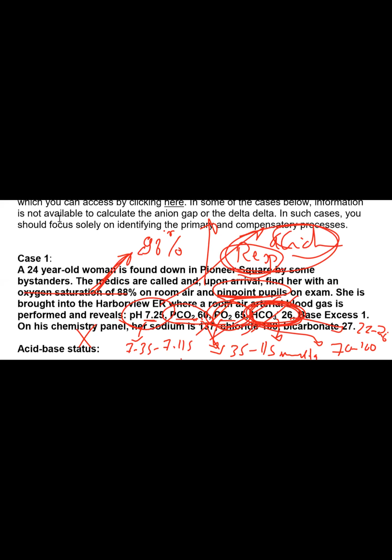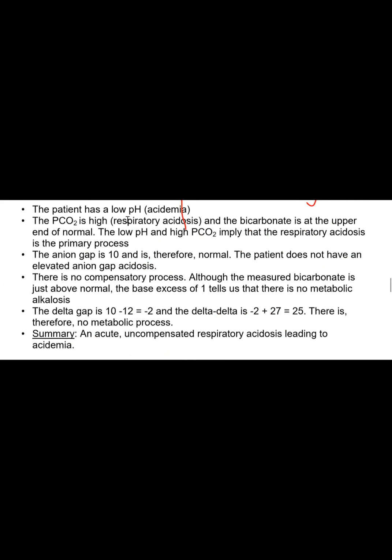Again, the first question: the patient has low pH, so acidosis. PaCO2 is high. This is a respiratory cause of acidosis. The anion gap is 10. How do they calculate the anion gap? This is normal anion gap, 10 to 20. I don't think they gave the sodium. It is sodium minus chloride plus HCO3, the negative charges, which are chloride and HCO3. It is not given. We said 10 to 20, with or without potassium. So it is acute uncompensated respiratory acidosis leading to acidemia.